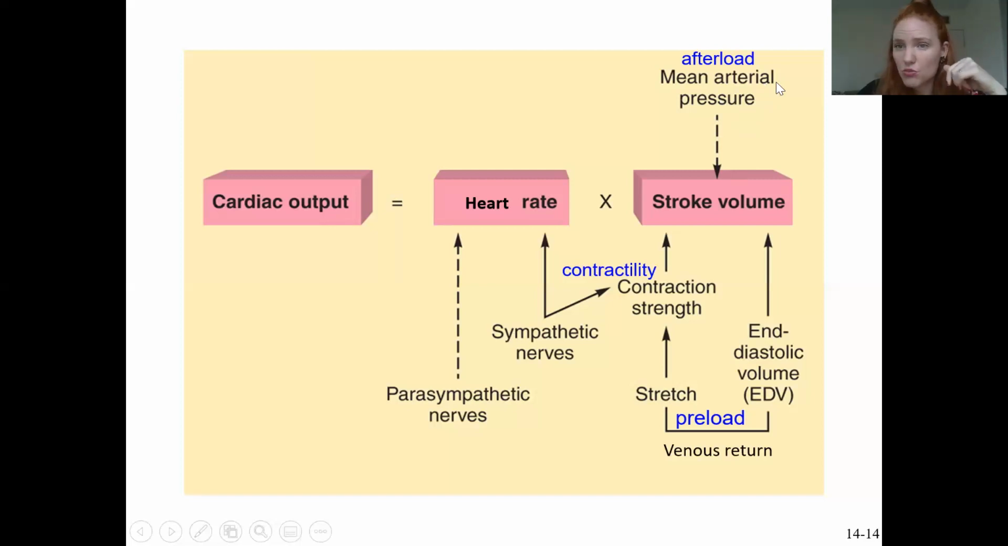So an inverse relationship. So an increase in afterload means that less can come out. So if less can leave, less will leave. So a decrease in stroke volume would then result in a decrease in cardiac output. Okay, so afterload has an inverse relationship with both stroke volume and therefore cardiac output as well.